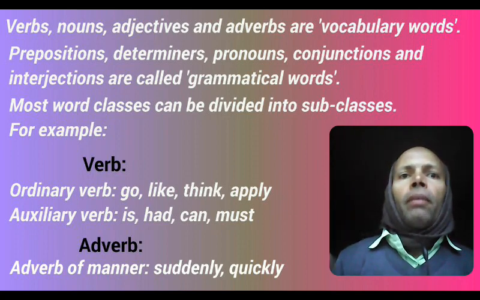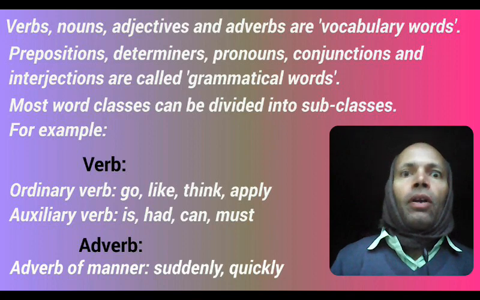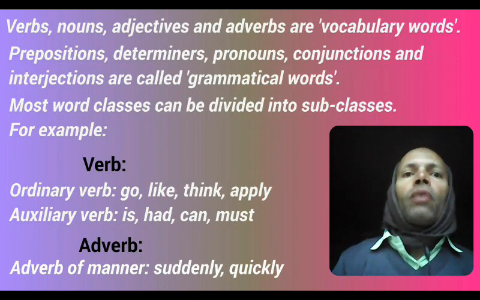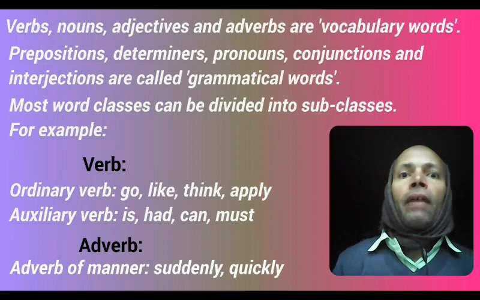We can divide parts of speech into 2 main classes: vocabulary words and grammatical words. Verbs, nouns, adjectives, and adverbs are vocabulary words, whereas prepositions, determiners, pronouns, conjunctions, and interjections are known as grammatical words. Most word classes can be divided into subclasses. For example, we can have ordinary verbs and auxiliary verbs.